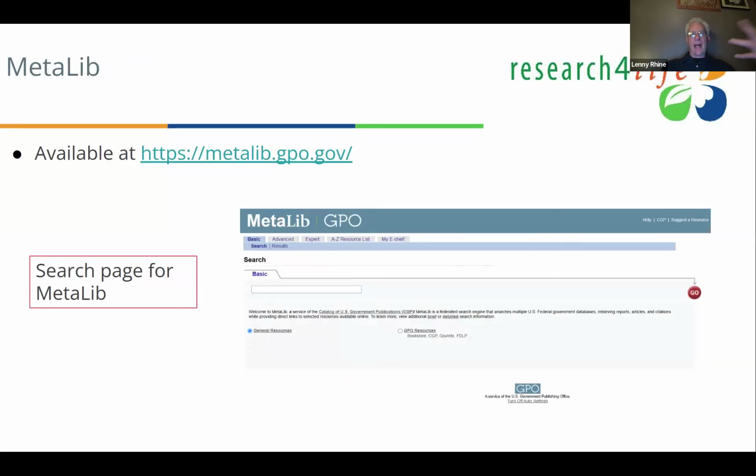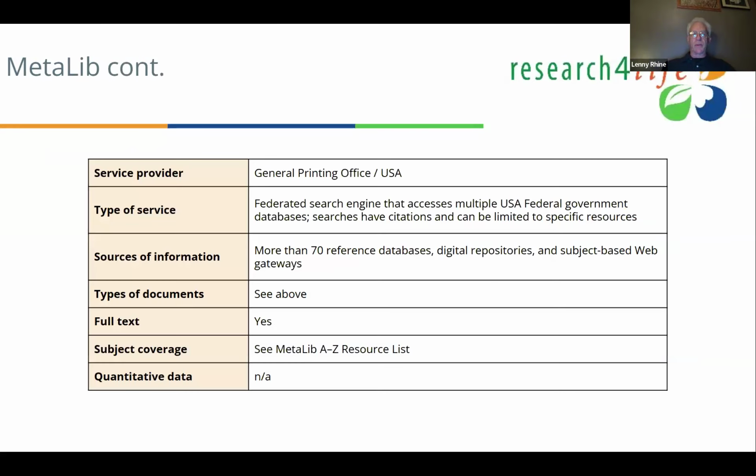This is one that allows you to go to multiple databases from the US governmental agencies, and you can search them all at once. Okay, Government Publishing Office, more than 70 reference databases, digital repositories, and subject-based web gateways. Okay, so the coverage is A to Z, multiple topics.